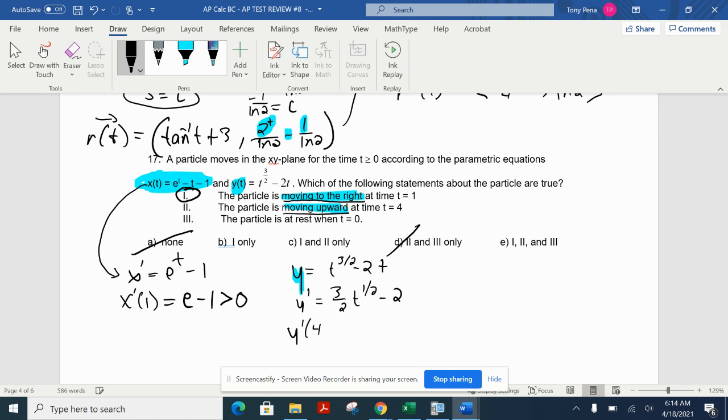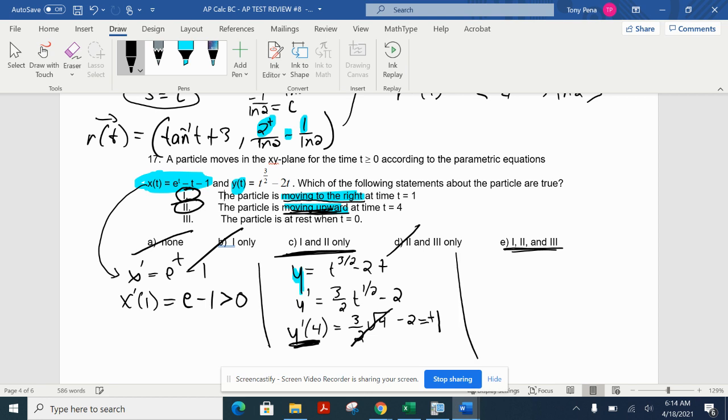So if we now evaluate it at 4, what we would have is 3 halves. Understand this is the square root, so square root of 4, and then minus a 2. These should cancel, and notice how this ultimately has a value of 1. So since y primed of 4 is also positive, in this case positive 1, that means our vertical position is increasing, making this statement also true. So we can now get rid of this one, and it's either 1 and 2 only, or all 3 of them end up being true.